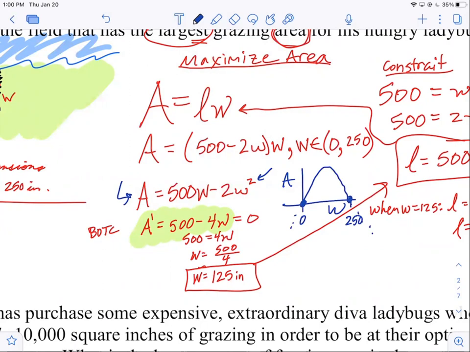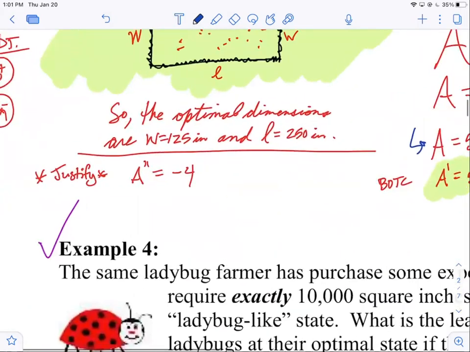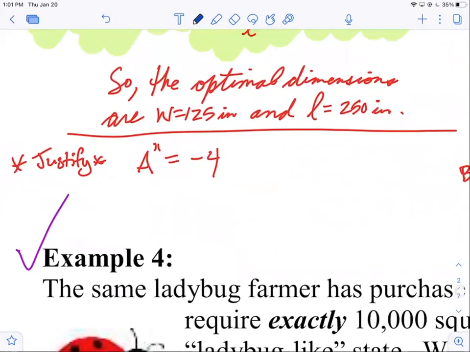So not only is our value of 125 the midpoint of the x-intercepts, not only is it a local max, it's the absolute max. When you have a parabola that opens down, that's pretty cool. So here's what we're going to say. Justify: A double prime is equal to -4, which is less than 0 for all W on the open interval from 0 to 250 inches.